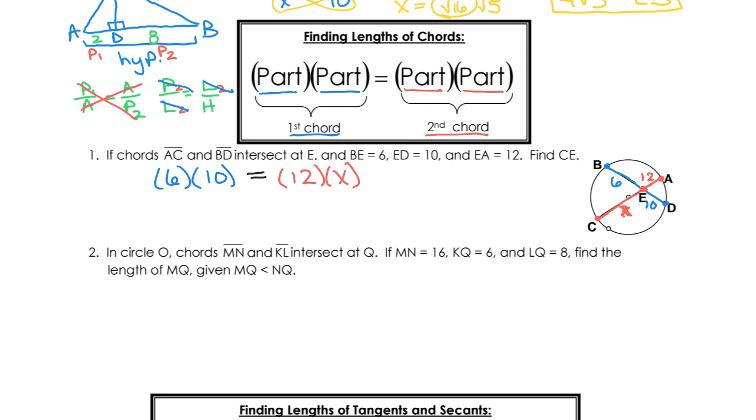All right, 6 times 10, guys, is 60, and that's equal to 12 times X, which is 12X. To solve for X, all we're going to do is divide by 12, and X comes out to equal 5. And therefore, CE is what we called X, and so CE comes out to equal 5.